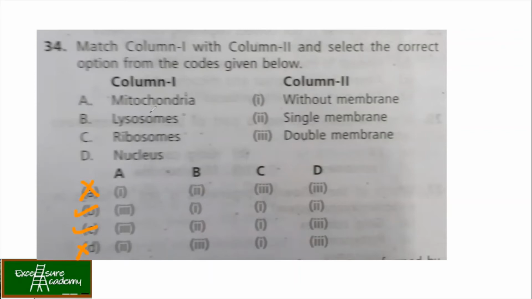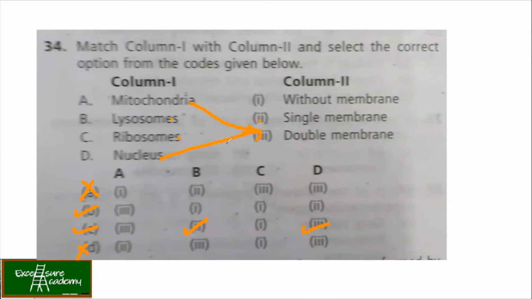So lysosomes, it is a single membrane. So now I got that lysosomes are single membrane. Okay. Then nucleus is also your double membrane. Do not forget that. Nucleus is also your double membrane like your mitochondria. So I also have now D as 3.